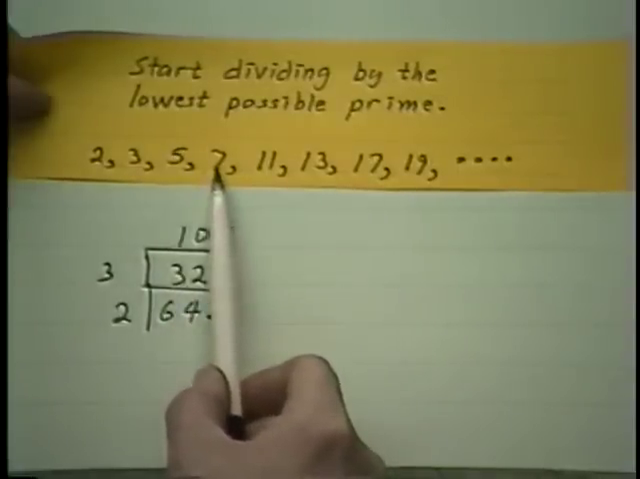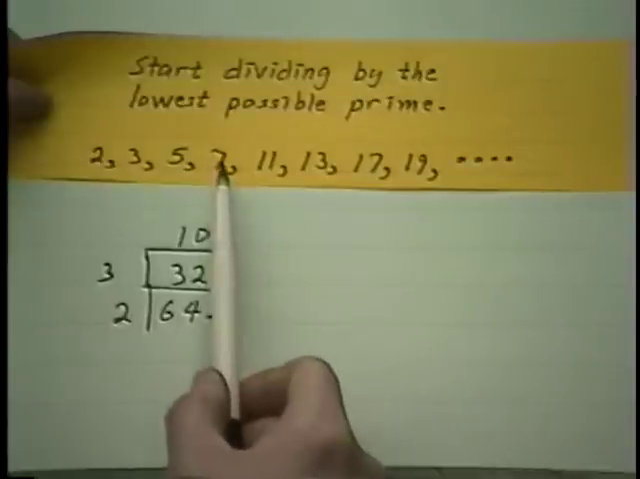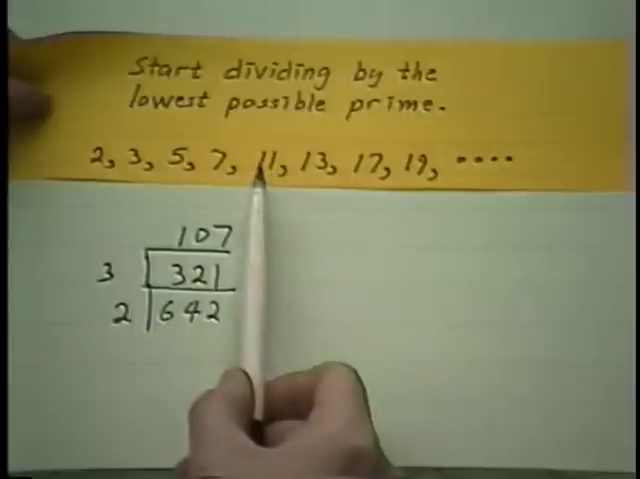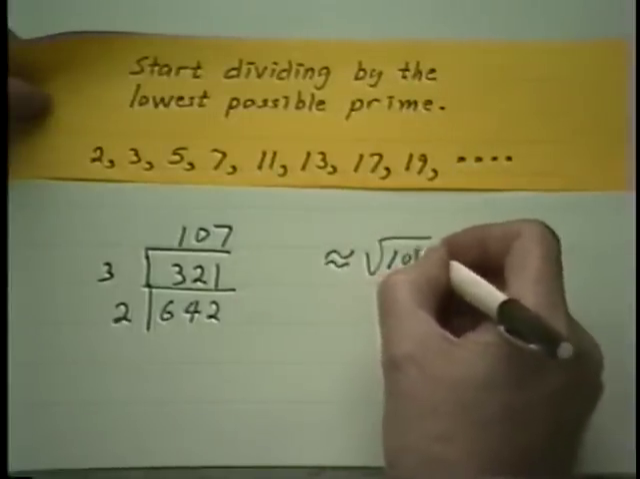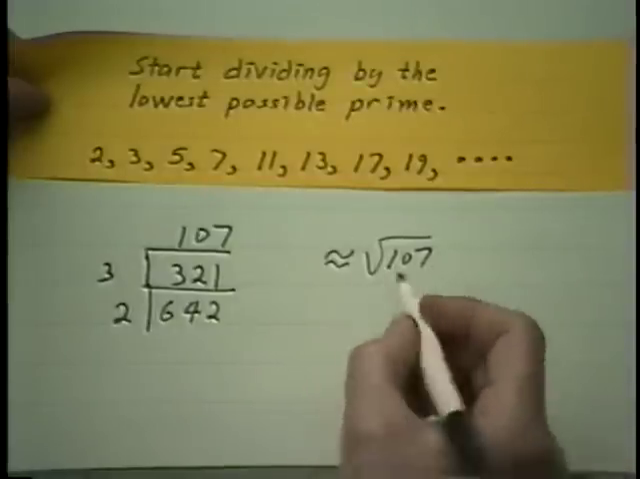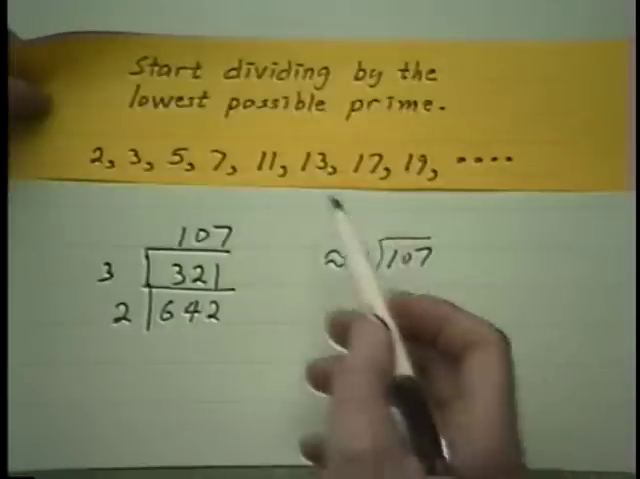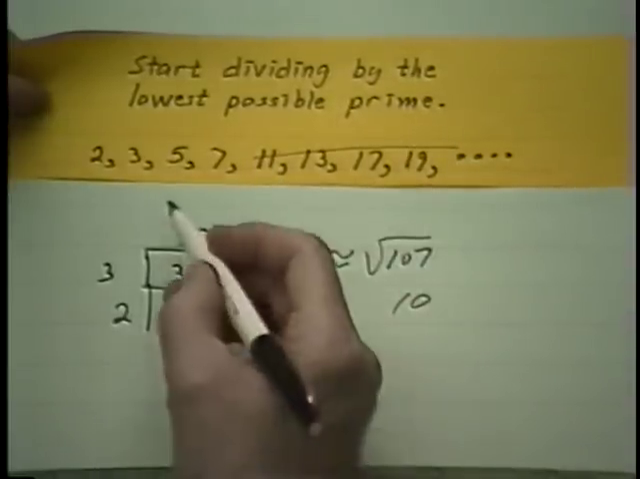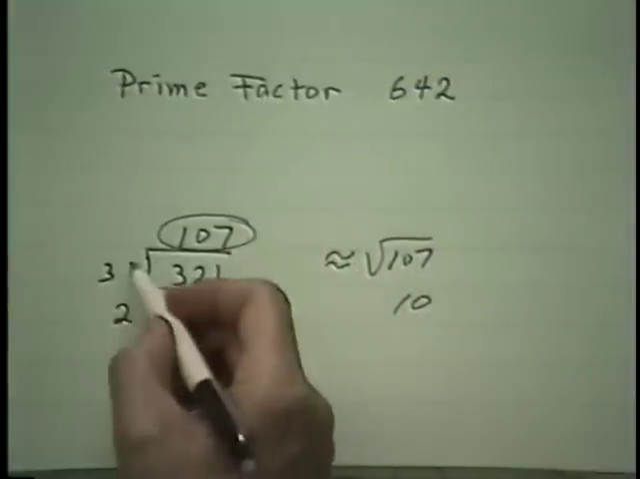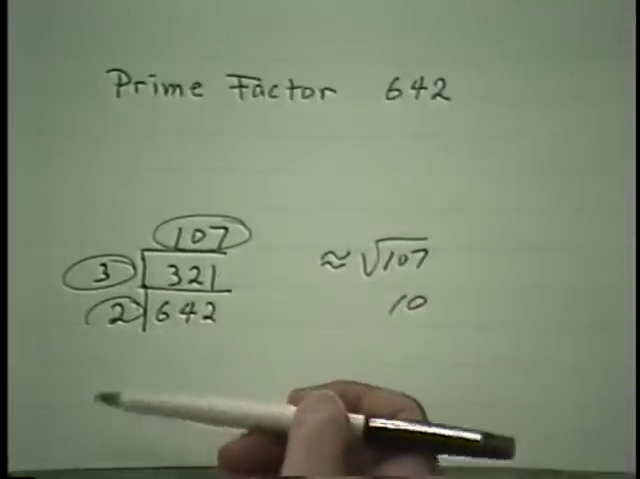Going to the next highest prime, 7. Well, 7 goes into 10 once with a remainder of 3, so that's 37, which 7 won't go into. So 7 won't go in. We don't even have to try 11 because the approximate square root of 107, well, 10 times 10 is 100, so that's close. And 11 times 11 is more than 107, so we need not go beyond that point, which tells me that this number must be prime. So my prime factorization of 642 is that times that times that.